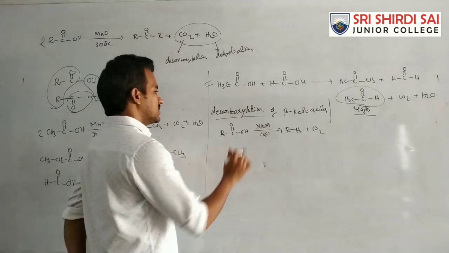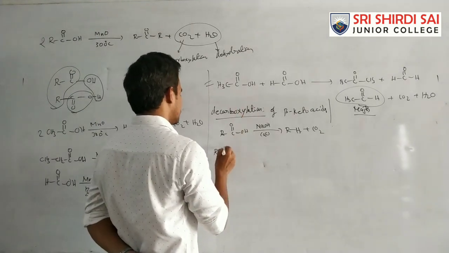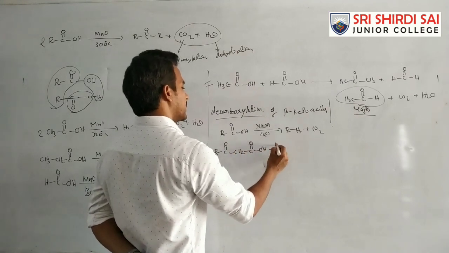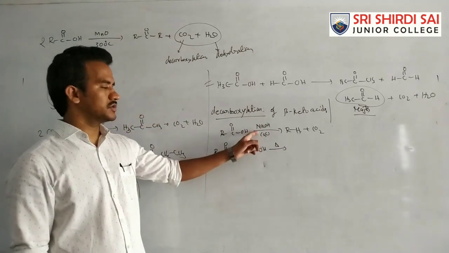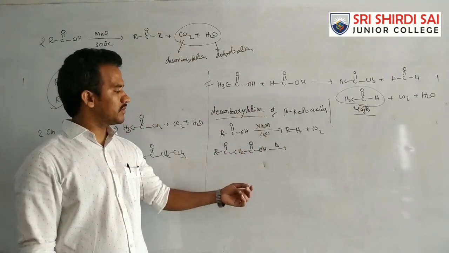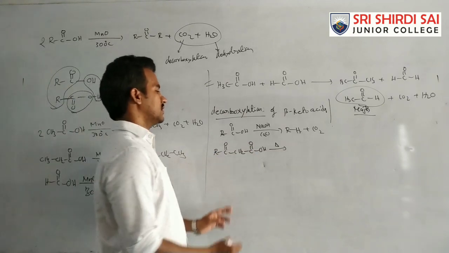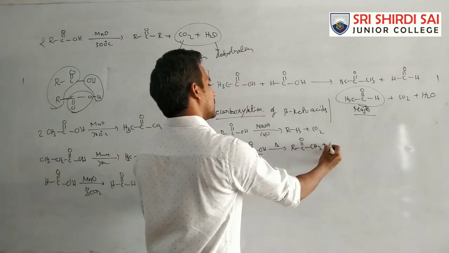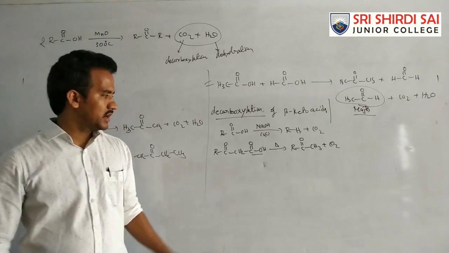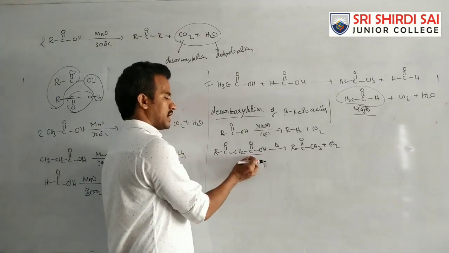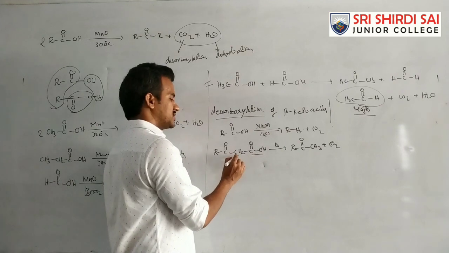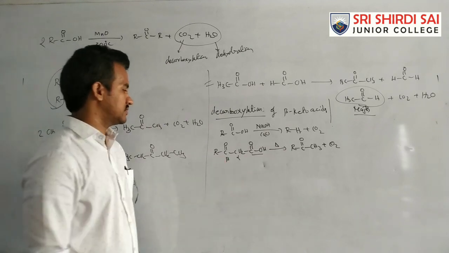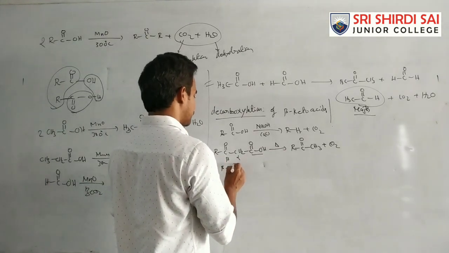Now generally a beta keto acid, RCOCH2COOH, on heating, without requirement of the soda lime, can be decarboxylated. That means removal of CO2 takes place. So RCOCH3 plus CO2. In the carboxylic acid group, the carbon adjacent to the functional group is the alpha carbon, and this is the beta carbon. So this is a beta keto acid.